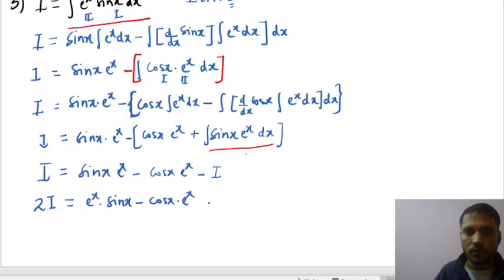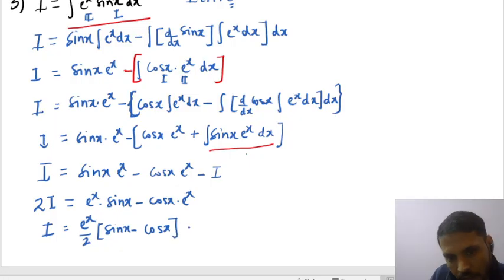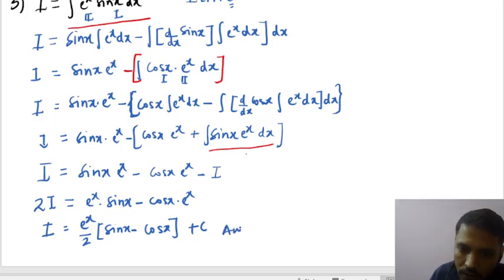We can take e to the power x common also, right? So now we are going to take the 2 in division and e to the power x common. So e to the power x divided by 2, and if you take it common, you will get sin x minus cos x. So no confusion, right? And plus c here we will write. So this is the final answer of this question.